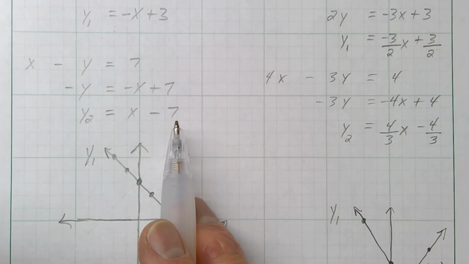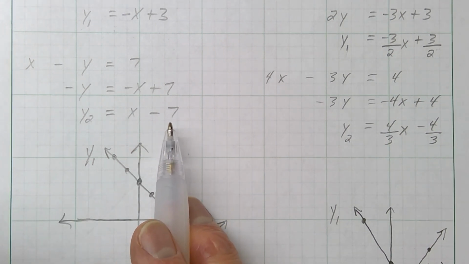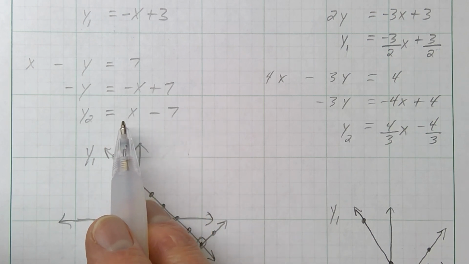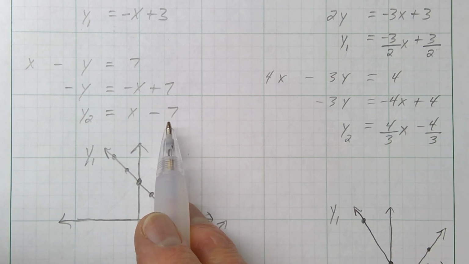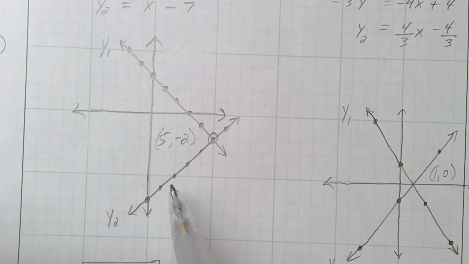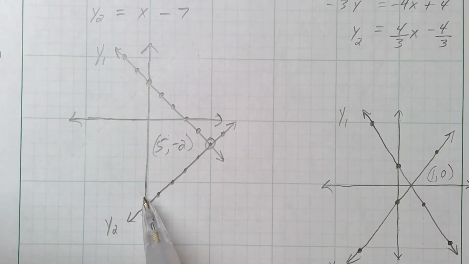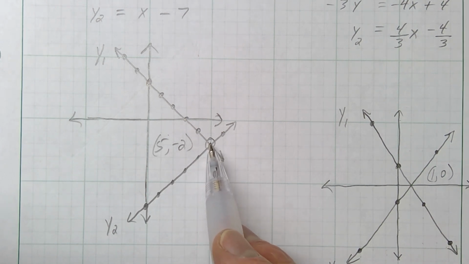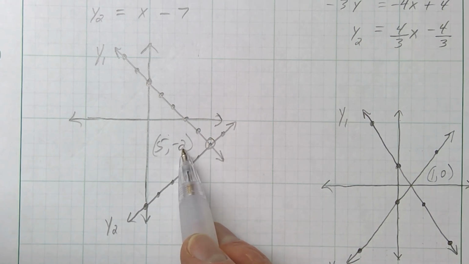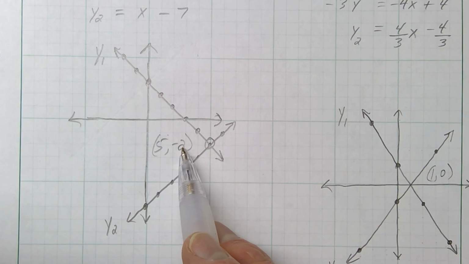y2 says it crosses the y-axis at -7, and it has a positive 1 in front of the x, so that's 1 over 1. That's up 1 over 1 from -7. So 7 steps down, there's 5, 6, 7 steps down, up 1 over 1, and so on, and so on. And right there where they cross, that's the x and the y that works in both of your equations.